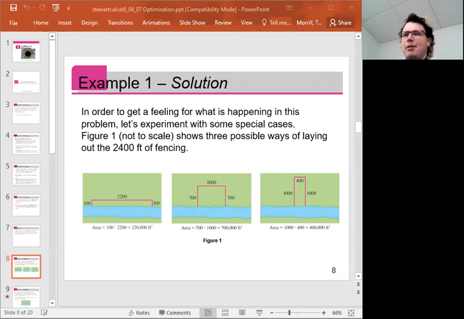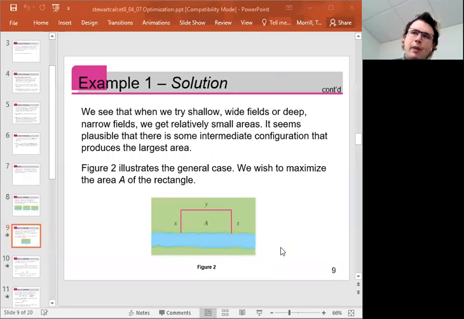So how can I build this up as a model? What are my fundamental variables here? Well, I'm most concerned with the area of this region, of this rectangle. We'll just call that A. And the area A depends on both how wide is this field and how tall is this field? It actually depends on two variables.